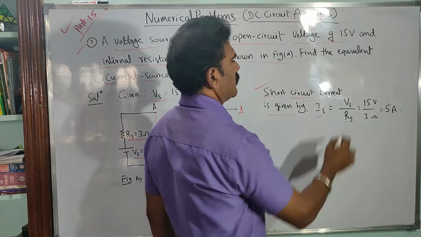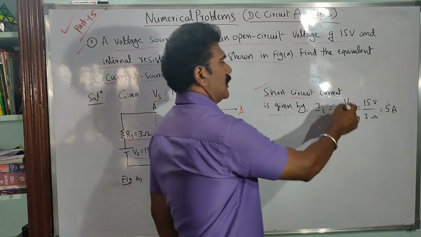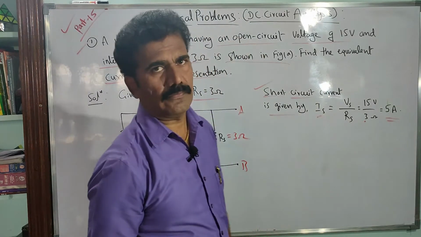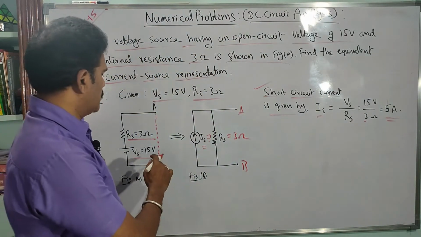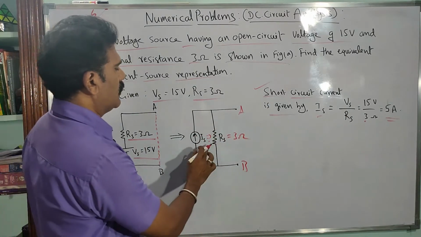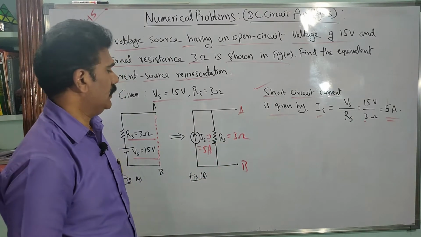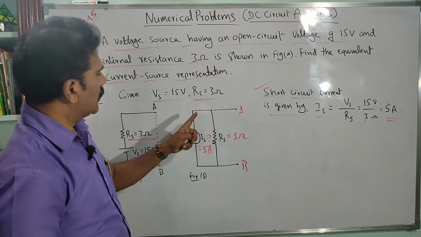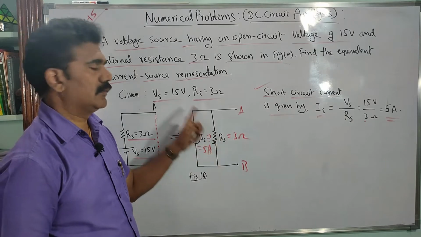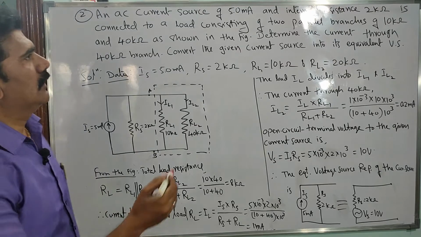It is given by IS equal to VS divided by RS. So VS by RS is equal to 15 by 3, which is equal to 5 amperes. That means once you represent the voltage source as a current source, the value of IS must be 5 amperes. You have to show it in the diagram. A 5 ampere current source must be connected in parallel with the same 3 ohm resistor. Then this will become equivalent to the voltage source. Is it okay? Now go through the next problem.